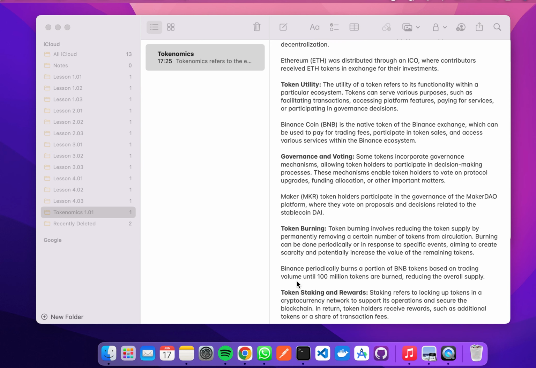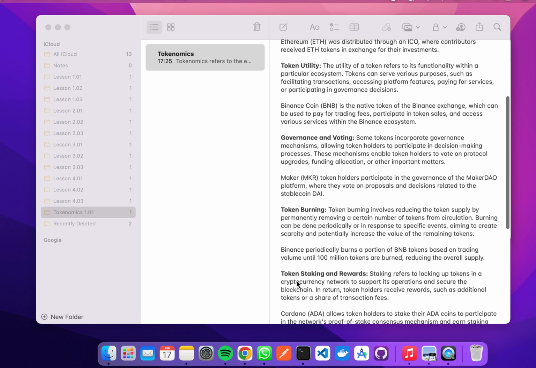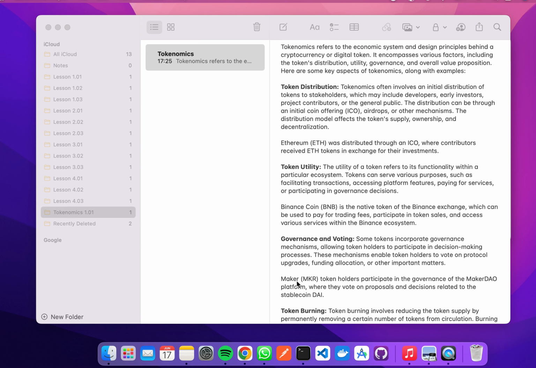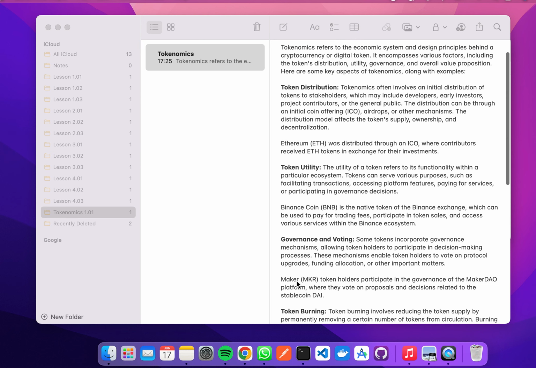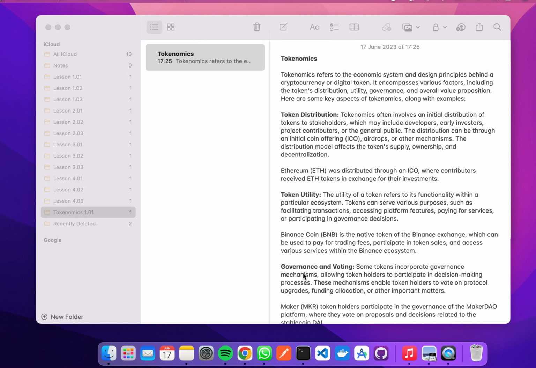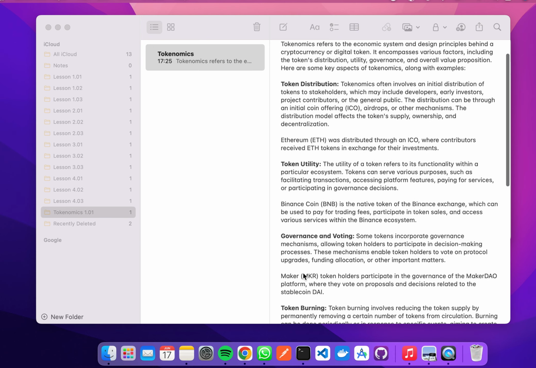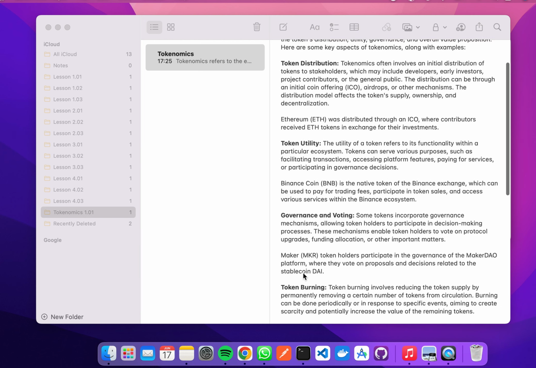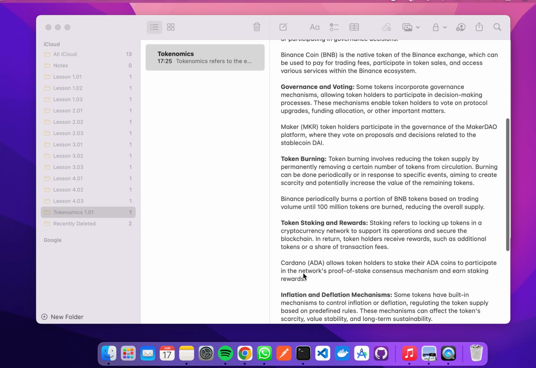There is also token burning. This is also part of the tokenomics. Remember again, tokenomics, like we discussed above, encompasses various factors like token governance, which overall can be used to judge the value of that particular coin.